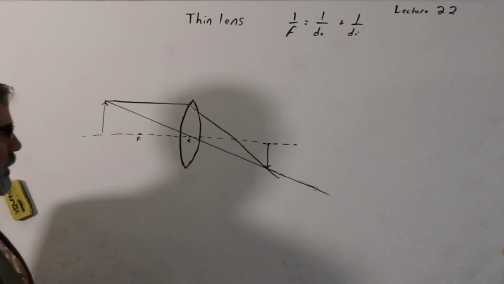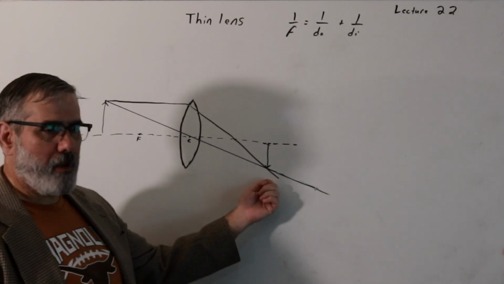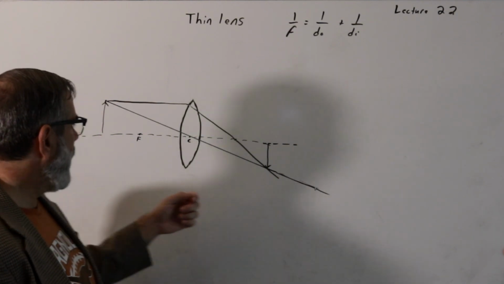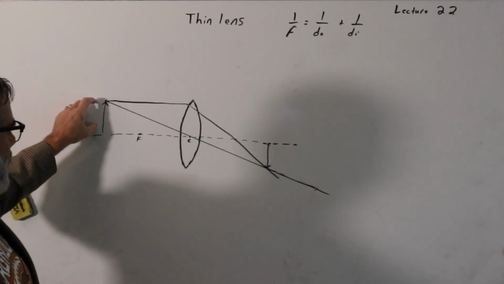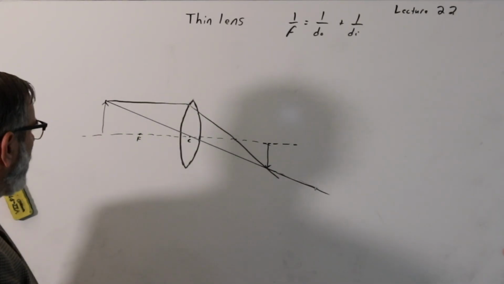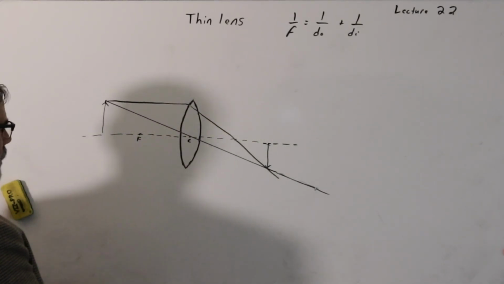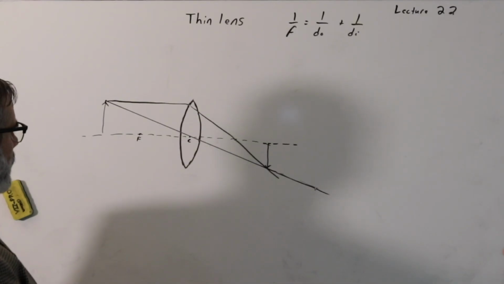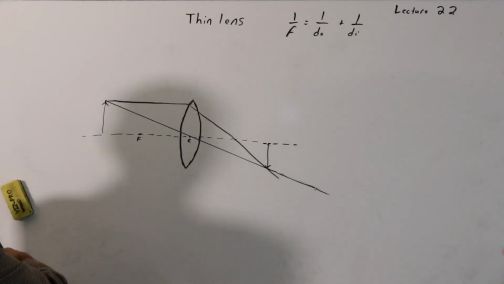You'll notice it's inverted, but if I were to take a piece of paper and hold it right here, I would see an upside down version of whatever it is I'm imaging. But one more ray we can draw, right? Remember that rays that go through the focus emerge parallel. I'm just trying to think how I am going to draw that.